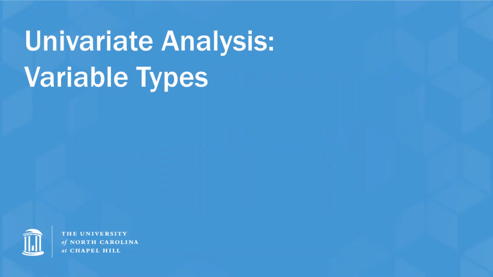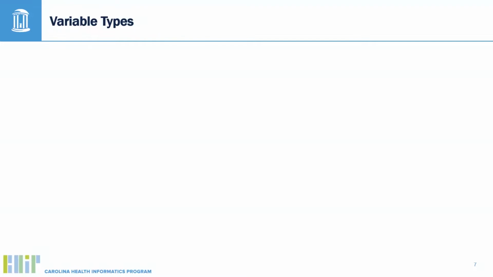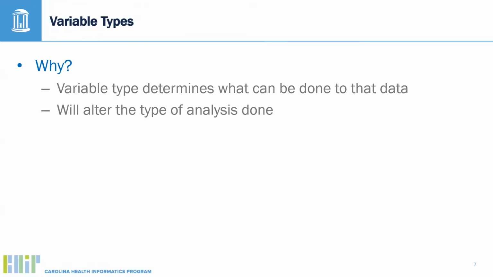So first up for Module 2 is exploring variable types. So why is this important? Well, variable types will tell us what we can and can't do to our data. This will subsequently change the kind of analysis we can do for our variables. In other words, variable type is critical because it will completely determine the type of univariate analysis we can perform.